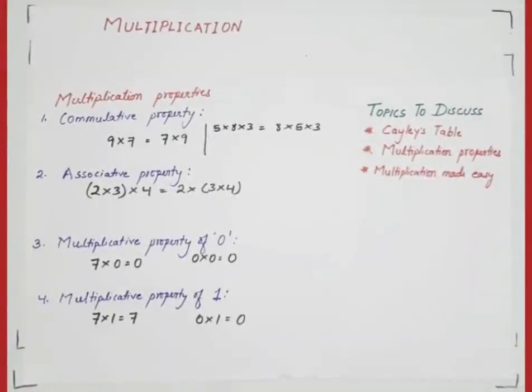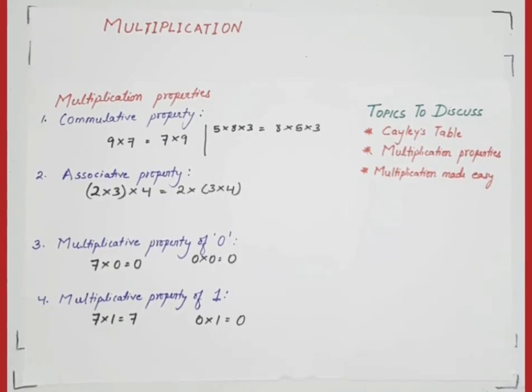So the next topic of multiplication here is its properties. We will learn its properties. So we have 4 properties. The first property you will see is the commutative property.